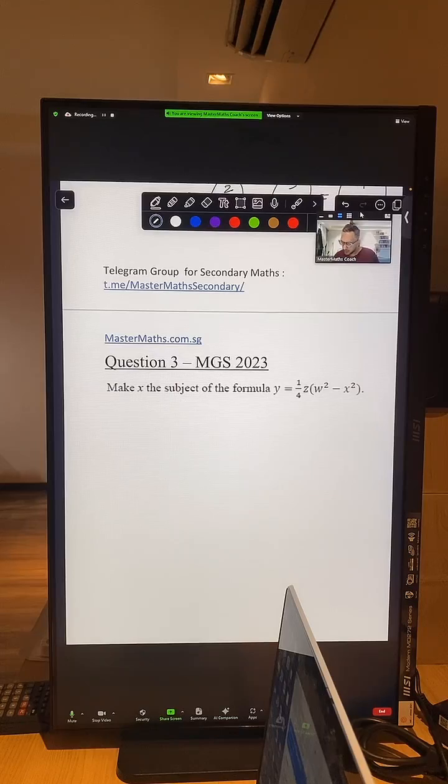PlayStation. Okay, make X the subject of the formula. So, very easy lah, this kind of questions. These kind of questions you all should gobble up and get the answers lah, no problem. You see one time, you know, it's easy lah. Okay, so make X the subject of the formula.